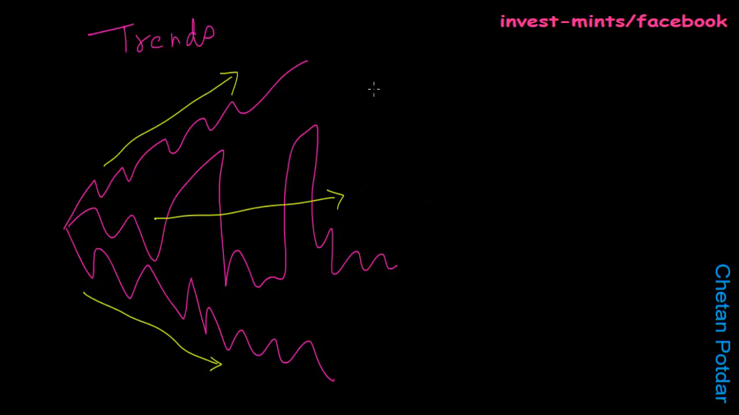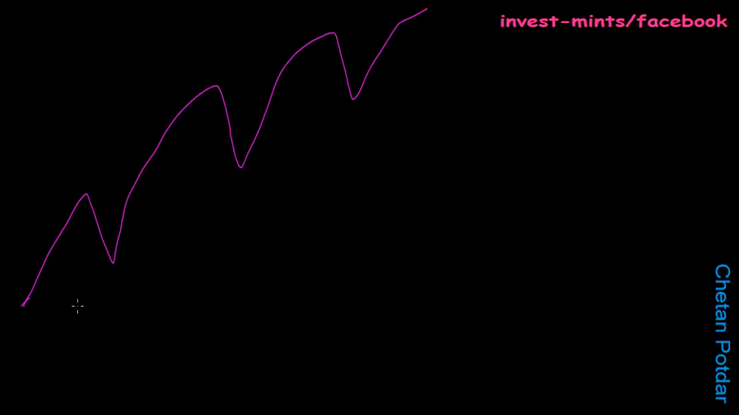So the first rule of trading is to find out what the trend is, right? And we want to trade in the direction of the trend. Never against it, in the direction of the trend. That is the first rule. An uptrend is defined as something which goes like this, and the direction visually is up.